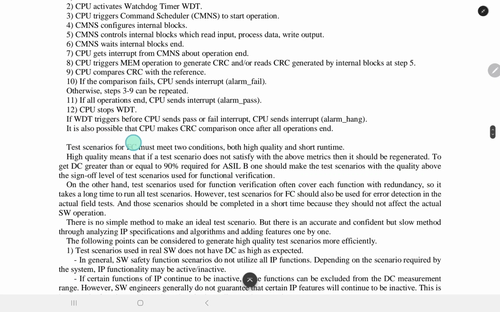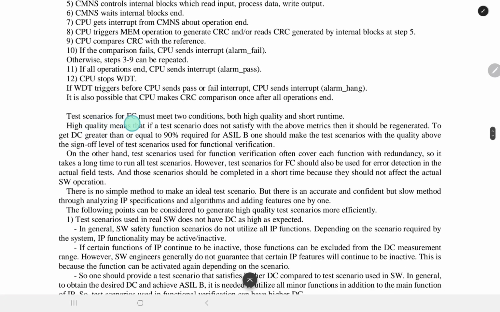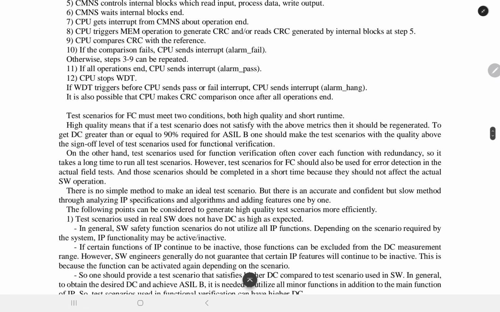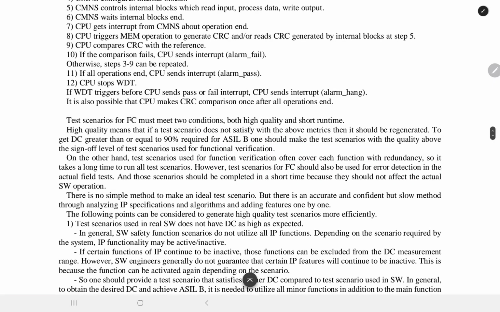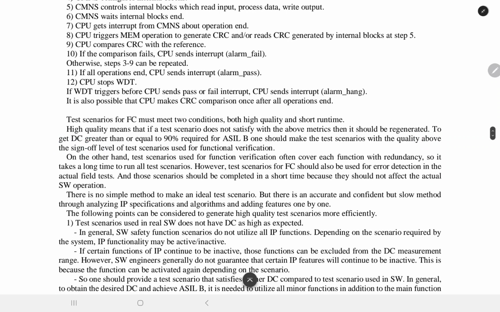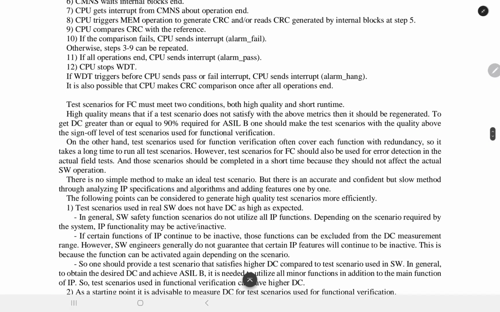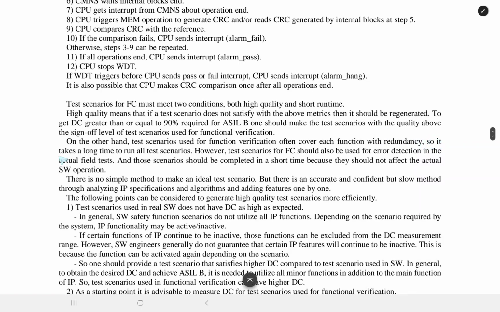The test scenarios for the FC must meet two conditions, both high quality and short runtime. High quality means that if the test scenario does not satisfy the above metric, it should be regenerated. To get a DC greater than or equal to 90% required for ASIL B, one should make the test scenario with quality above the sign-off level of the test scenario used for functional verification. On the other hand, the test scenario used for functional verification often covers each function with redundancy, so it takes a long time to run all test scenarios.